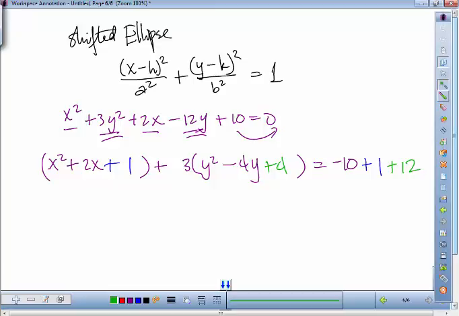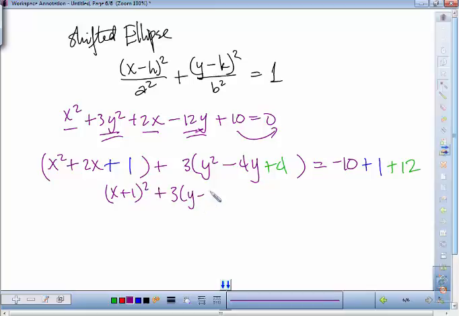So what do we have? We have x plus 1 quantity squared plus 3 times y minus 2 squared. Remember, it's the square root of that last number is equal to 3. Right, so close, except we want this right-hand side to be 1, so let's just divide both sides by 3. x plus 1 squared over 3 plus y minus 2 squared over 1 is equal to 1.